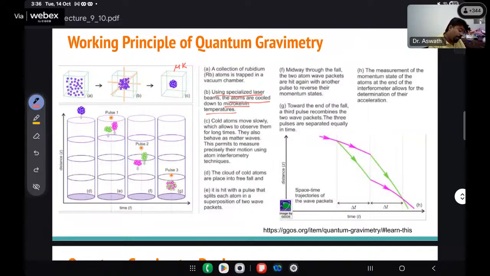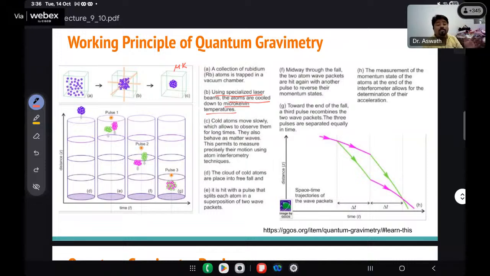If I slowly allow them to drop, and also the atoms are cool, which means they are not haphazardly moving, so we can observe them with ease for a longer time. I can observe that they're very stable. One more thing is they behave like something called matter waves, which means they propagate just like waves propagating.